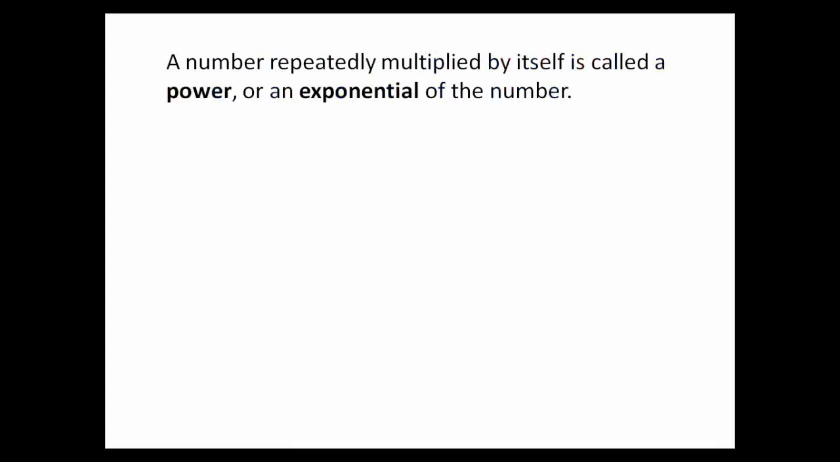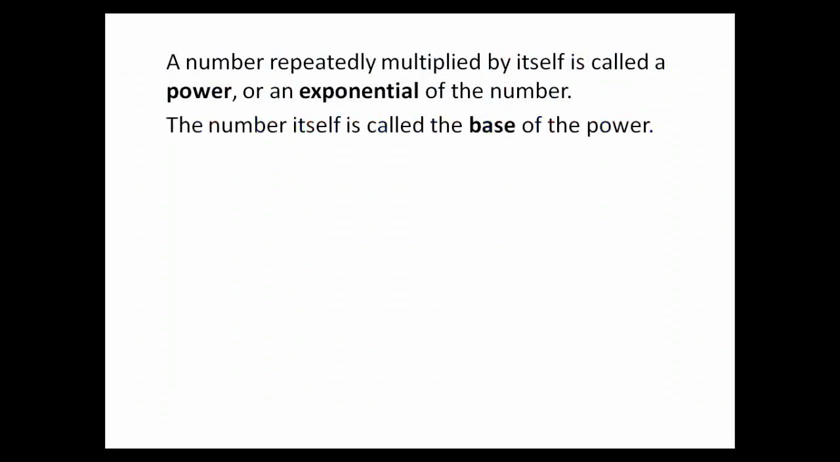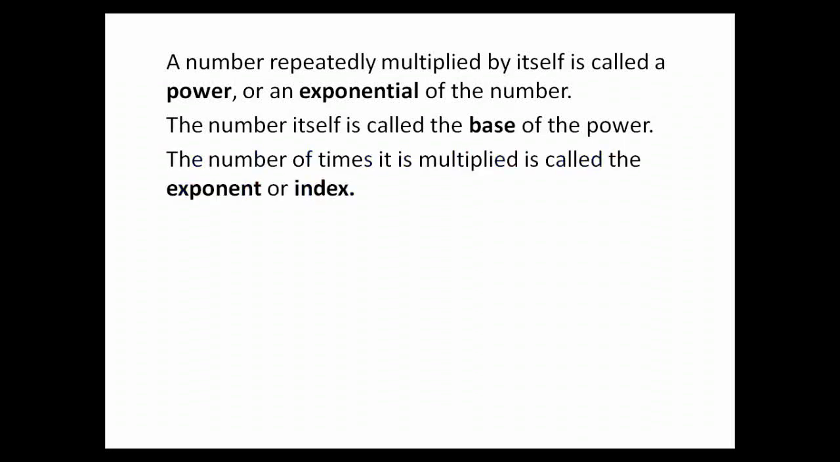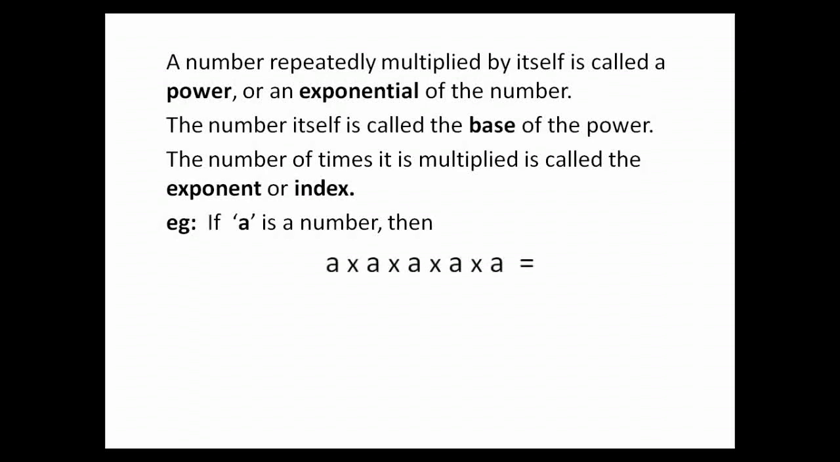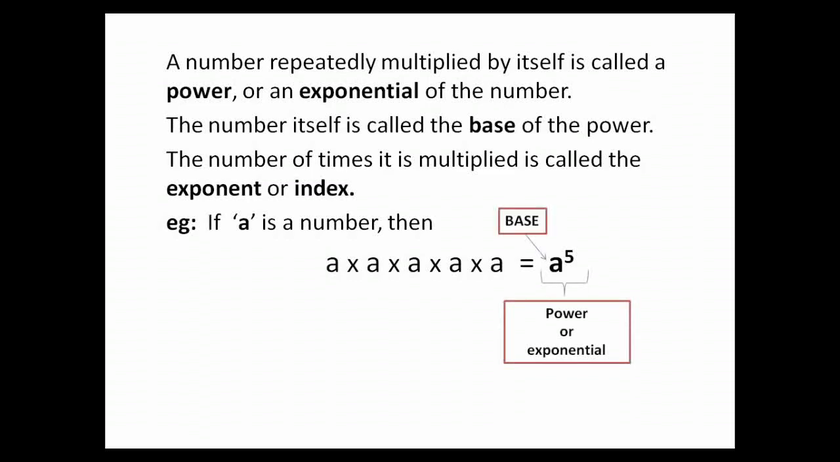A number repeatedly multiplied by itself is called a power or an exponential of the number, where the number itself is called the base of the power, and the number of times it is multiplied is called the exponent or index. Let's take for example, if a is a number, then a multiplied 5 times will give us a to the power 5, which means that a raised to the power 5 is the power or the exponential, and a is the base and 5 is the exponent or index.